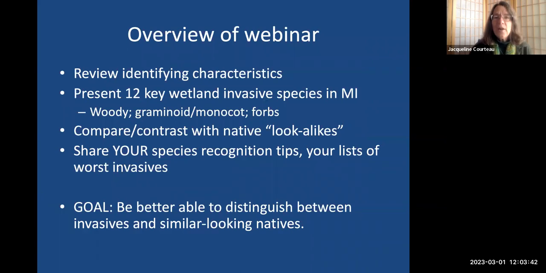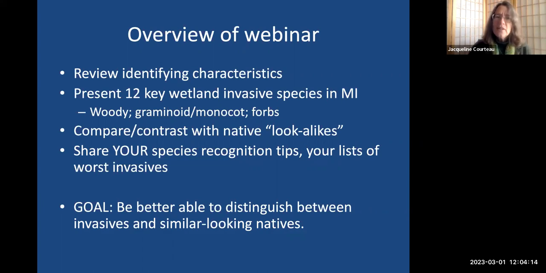I'm going to present 12 key wetland invasive species in Michigan, and some of those are woody, some are graminoid or monocot, and some are forbs. And partly because I'm covering the whole range, I really can't go into detail on those identifying characteristics for each group because they're a little bit different, but I'll give you a broad brush overview. For each of those species, I'm going to compare and contrast with some native lookalikes, species that might have some similarities, sometimes very similar, and other times just a real surface similarity.